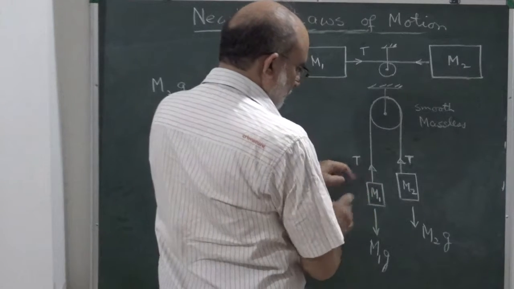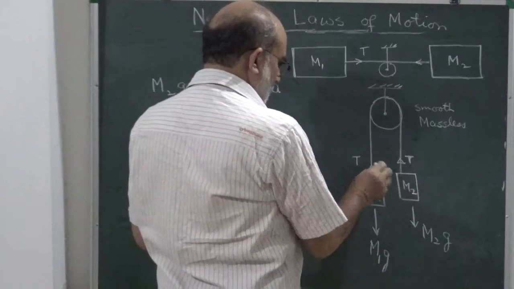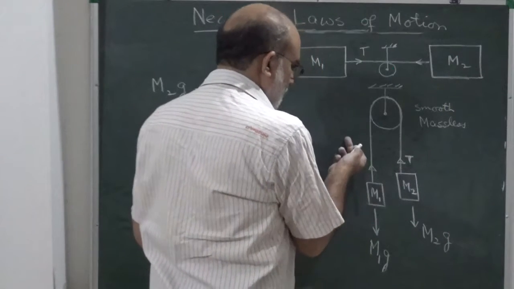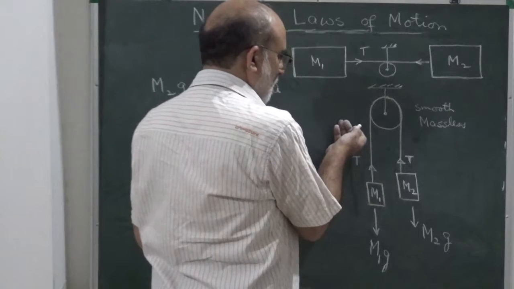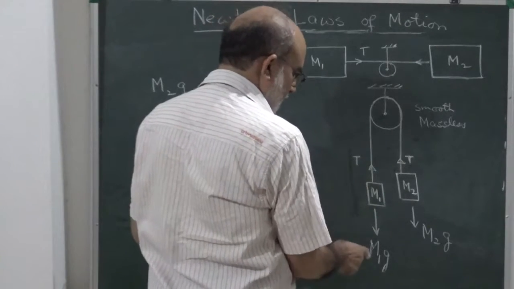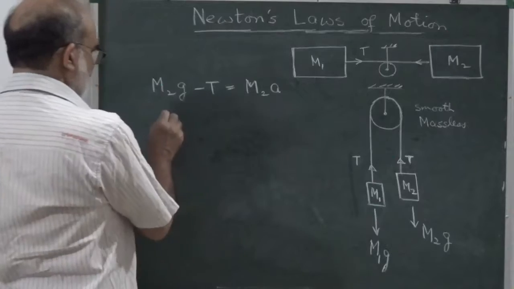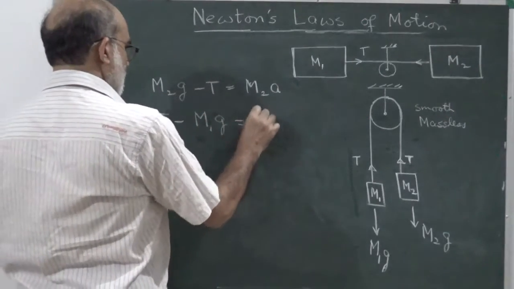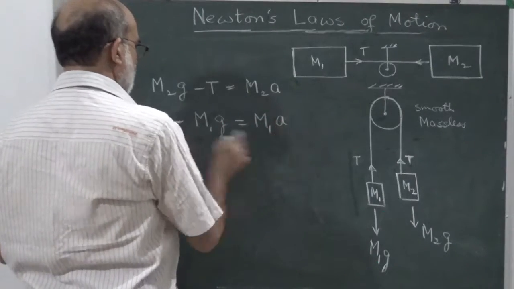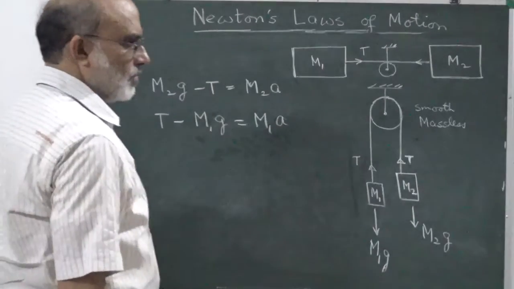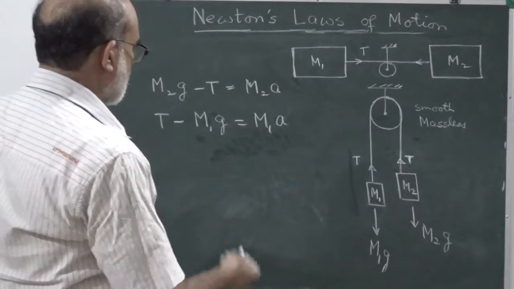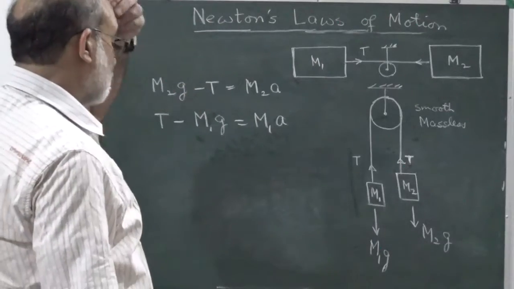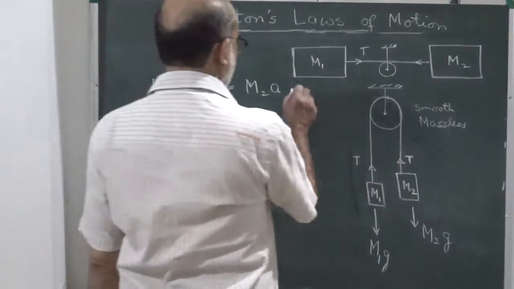Now concentrate on this M1. If T acts, if this goes down, obviously this will go up. It means the acceleration is vertically up. It means T is greater than M1G. So in this case it will be written as T minus M1G is equal to M1A. So the equation of motion for both the blocks are written. Now you can find the acceleration and the tension by solving these two equations.